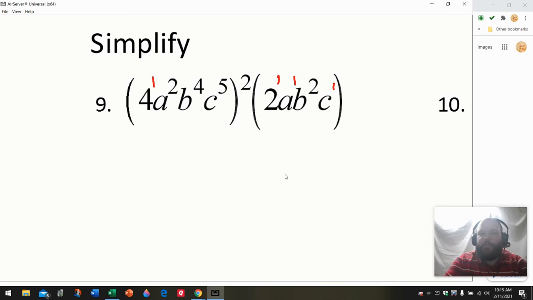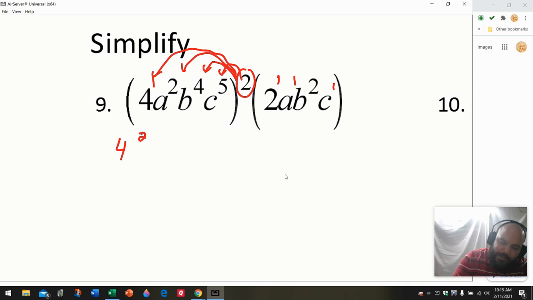The next thing I need to do, before I can drop the parentheses and reorder everything to get all the like terms together, is get rid of this 2 on the outside. So once again, this is a power to a power. This is going to multiply every single number that you see right there, so 1, 2, 4, and 5. So I'm going to have 4 to the second, and then a to the fourth. Now b was b to the fourth, but it becomes b to the eighth because we multiplied it by 2, and then c to the 10th, like that.